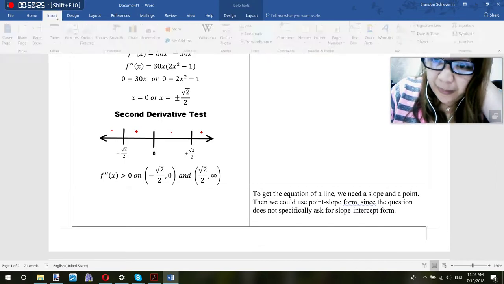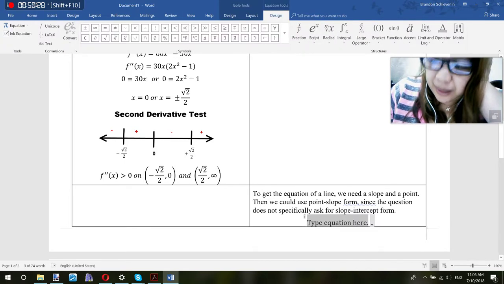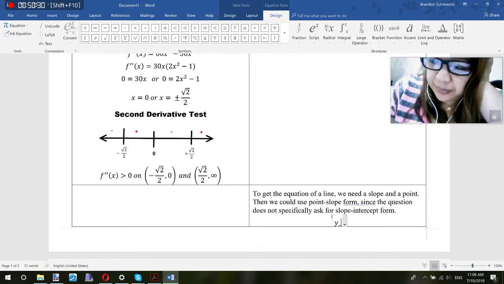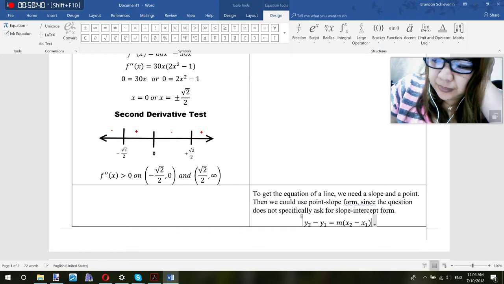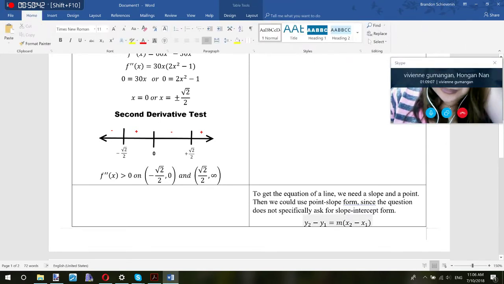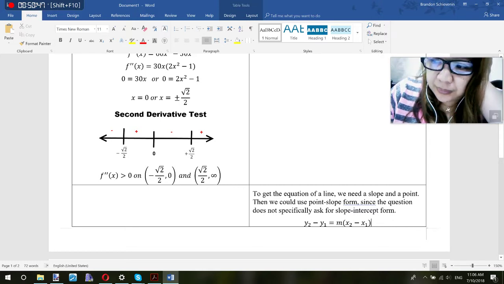So I'm going to rewrite point slope form just in case we need it. Point slope form is y2 minus y1 is equal to m times x2 minus x1. Which, if you think about it, makes sense. If our slope is equal to change in y over change in x, so m is equal to y2 minus y1 over x2 minus x1, I could solve for my change in y by multiplying both sides by the change in x, which would give me this form.